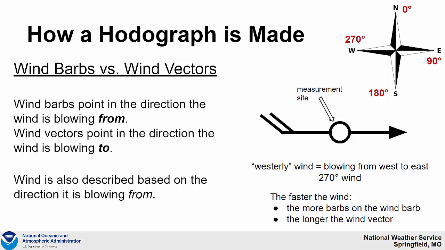Wind barbs and vectors also depict the wind speed in different ways. Wind barbs will have more barbs or flags with faster wind speeds, and wind vectors will be longer. The direction of the wind is named for the direction the wind is blowing from, so the direction the wind barb points, at its clockwise angle from 0 degrees or north. That means a westerly wind is blowing from 270 degrees.